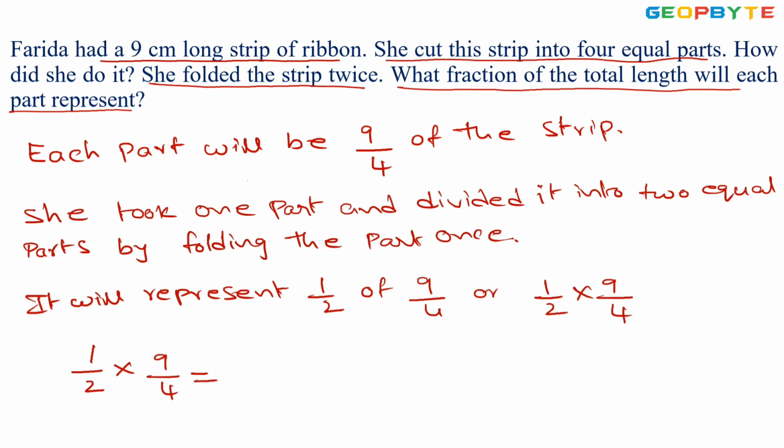So these are the two fractions. In order to find the multiplication of fractions, first of all we need to perform the multiplication of numerators. So 1 into 9 by the product of denominators. Product of denominators is 2 into 4, which is equal to 8. So 9 by 8. The length that each part will represent is 9 by 8.